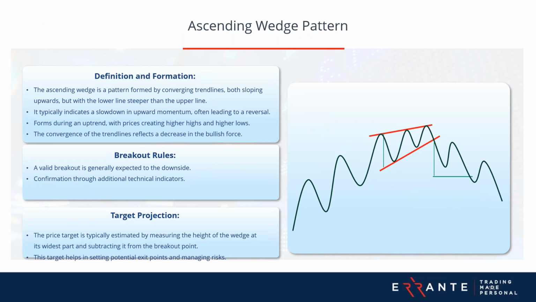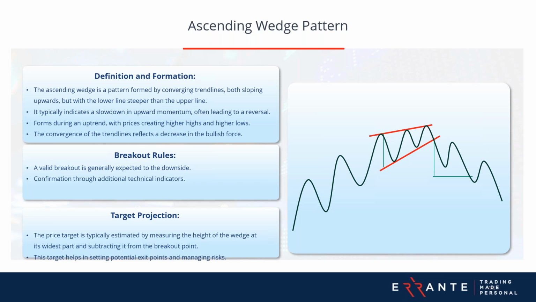Okay, advancing our exploration of continuation patterns, we encounter the ascending wedge, a pattern that often signals a potential shift in market dynamics. The ascending wedge is formed by two upward sloping trend lines with the lower line being steeper than the upper one. So this pattern is particularly noteworthy as it usually indicates a loss of momentum in an existing uptrend, hinting at a possible reversal. The ascending wedge develops during an uptrend as prices make higher highs and higher lows, the trend lines drawn along these peaks and troughs converge, suggesting a gradual weakening of the bullish force.